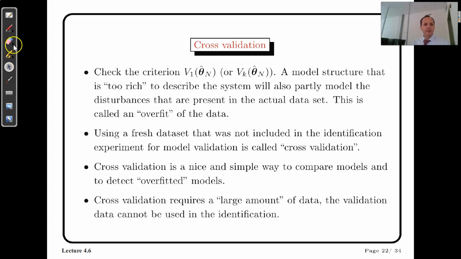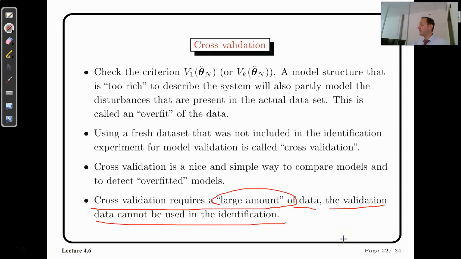Of course, as this slide concludes, normally cross-validation requires a large amount of data. So the validation data cannot be used for the identification. Of course, if you have a reduced number of data, normally you use the same data for the estimation and for the validation. But if you have enough data, please use two different sets of data.